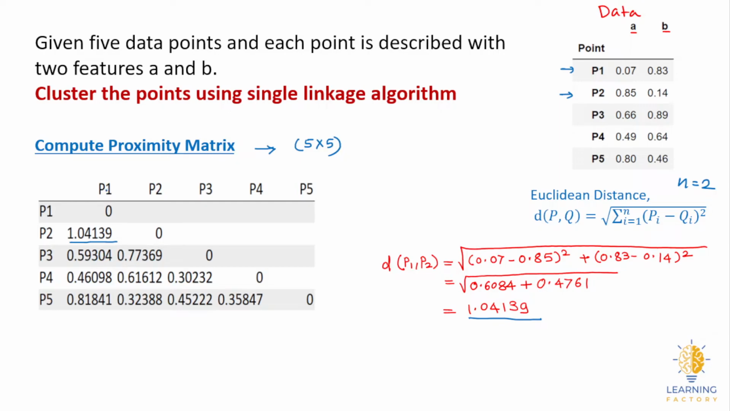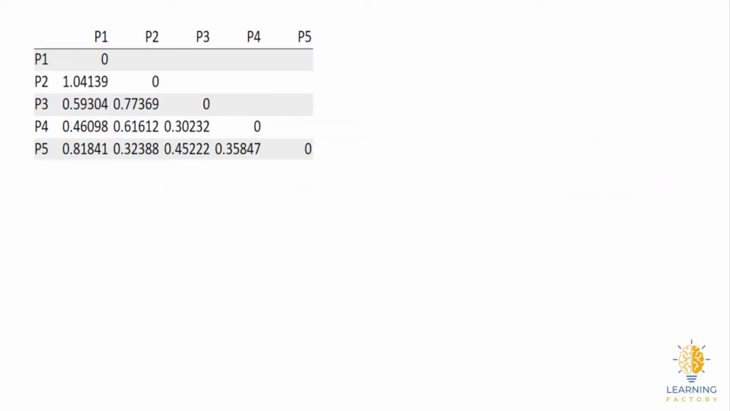Similarly, we compute the distances between all the pairs of data points. So P1 and P3, P2 and P3, P1 and P4, P2 and P4, P3 and P4 and so on. This is how we compute our proximity matrix. Once we have computed the proximity matrix, we proceed with the next step of our algorithm. Now, this is our proximity matrix that we have computed.